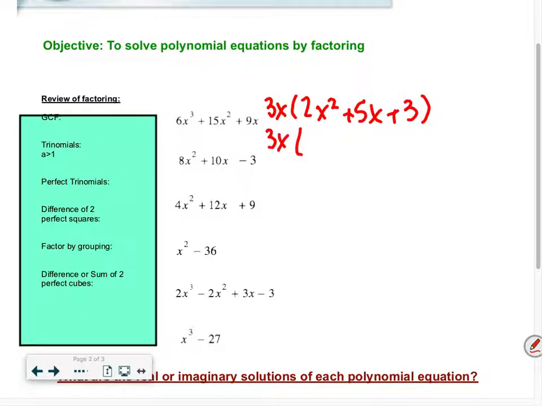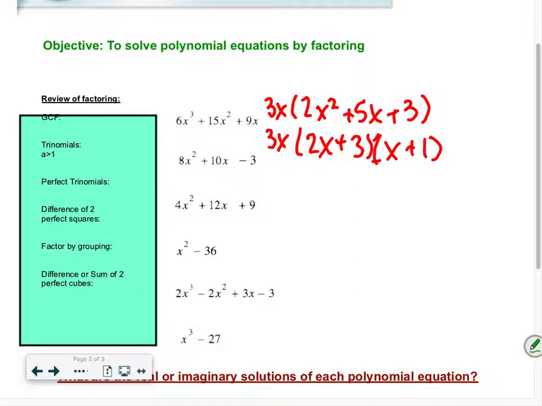Two numbers that multiply to 2 are 1 and 2. Two numbers that multiply to 3 are 1 and 3. What combo adds to 5? 2x plus 3, and x plus 1. I did it.